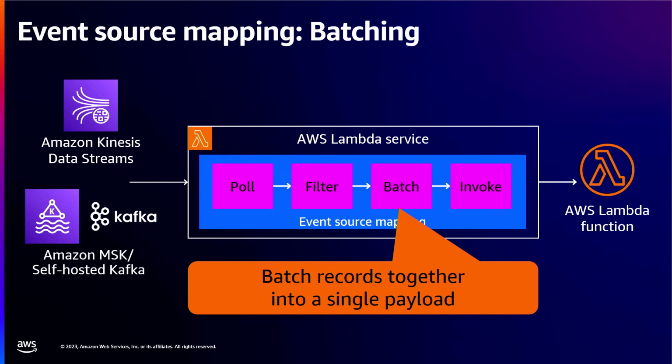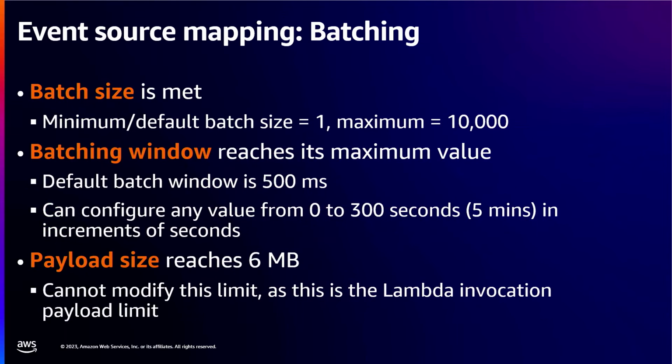After filtering, the event source mapping is going to group the messages into batches before sending them on to your function. So how are batches defined? There's a combination of three ways. You can configure the batch size, so how big it's going to be. By default, it's a batch size of 1, but that can be up to 10,000. You can also configure a batch window, from immediately to up to 5 minutes as a set period of time. And then you also need to take into consideration the Lambda payload size.